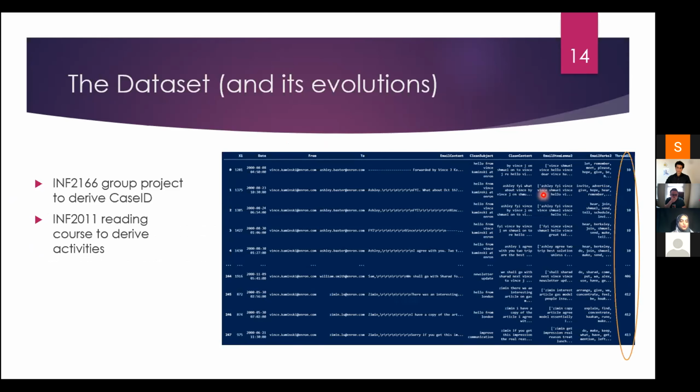We attempted to derive both case ID and activities. But due to the fact that there were nested emails and the text mining algorithms didn't exactly work the way we thought they would, we were unable to extract the activities, but we were able to form case IDs. And so the reading course that I'm currently doing right now has attempted to refine the methods for extracting activities.